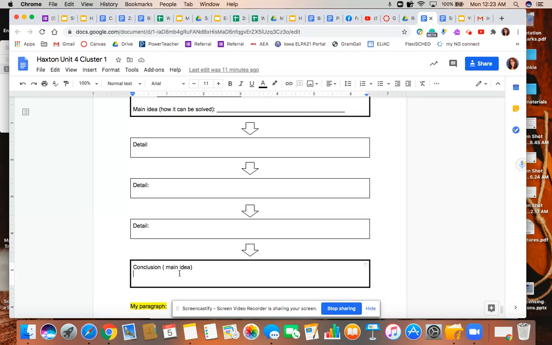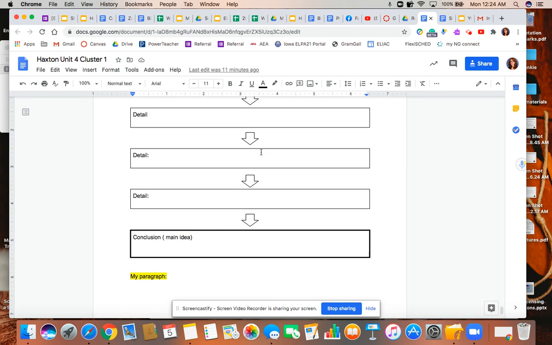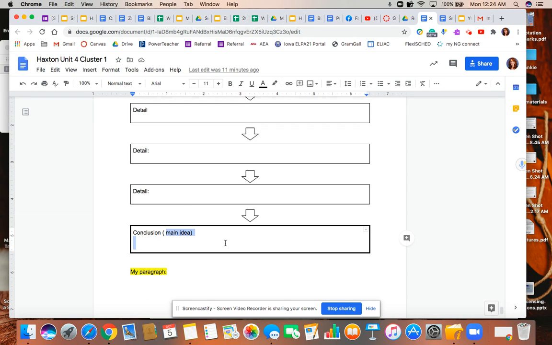And then you're always going to want to end your paragraph with a conclusion where you restate your main idea. And again, your main idea in this paragraph is how you can solve a problem. So your main idea up here in this box is going to be pretty similar to your conclusion statement, your main idea down here. Obviously, you don't want to repeat the exact same sentence word for word. That would be a bad idea for sentence variety. It would just be a little bit boring. So you want to make sure the words are different, but you keep that main idea.